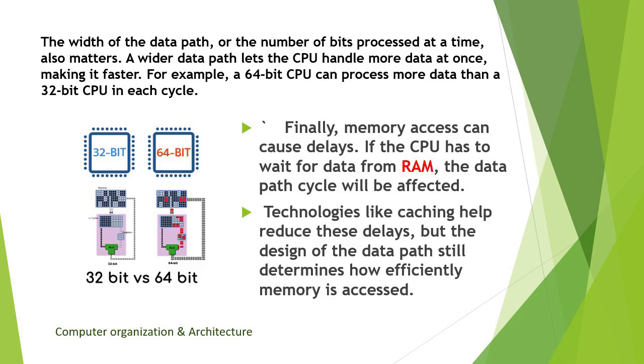A wider Datapath lets the CPU handle more data at once, making it very fast. For example, a 64-bit CPU can process more data than a 32-bit CPU in each cycle. As you can see in the diagram here, you can check the speed at which the 32-bit can process and that of the 64-bit. You see, the 64-bit can run much faster compared to the 32-bit.